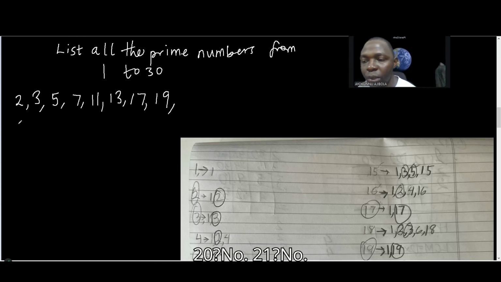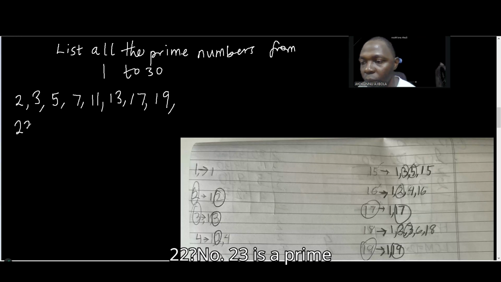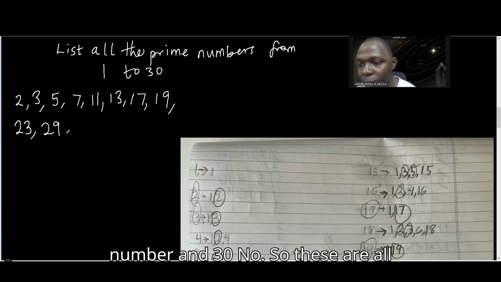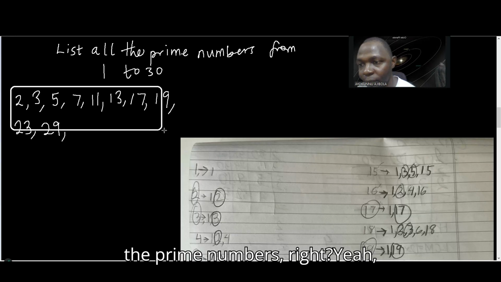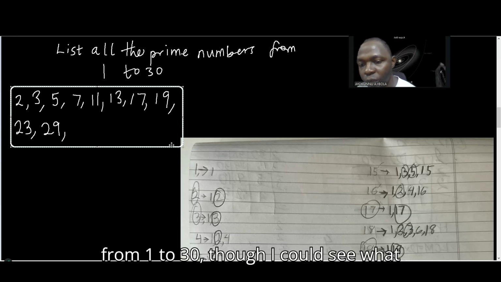20, no. 21, no. 22, no. 23 is a prime number. 24, no. 25, no. 26, no. 27, no. 28, no. 29 is a prime number. 30, no. So these are all the prime numbers from 1 to 30.